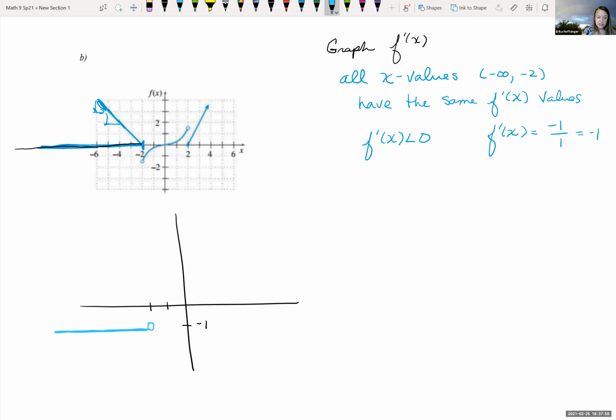So recall, if we had jumps in our graph, then it was not differentiable there. So at x equals -2, the derivative does not exist.